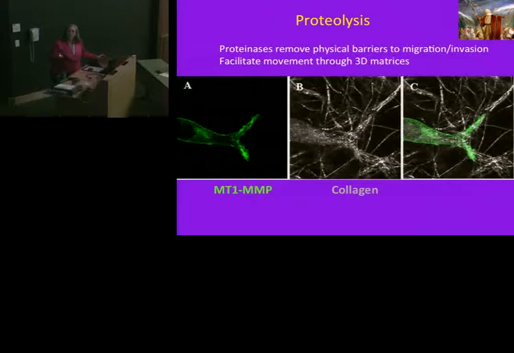And the MT1-MMP is expressed on the outer edges of the cell. This is showing the three-dimensional collagen matrix that the cell is moving through. And here you can see that the cell is interacting with the three-dimensional collagen, invading through that three-dimensional collagen matrix, such as you might see in the skin, in the stroma of a breast tumor, et cetera.